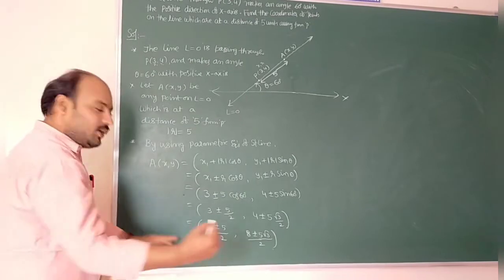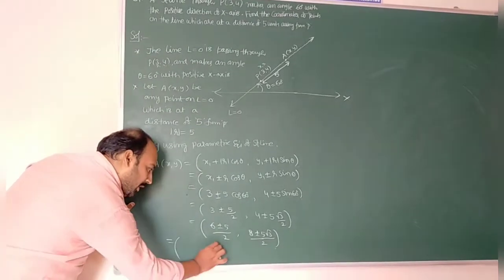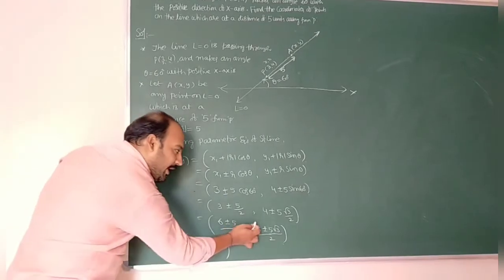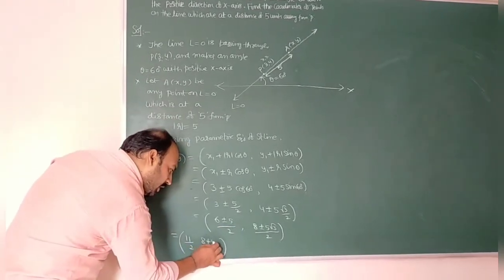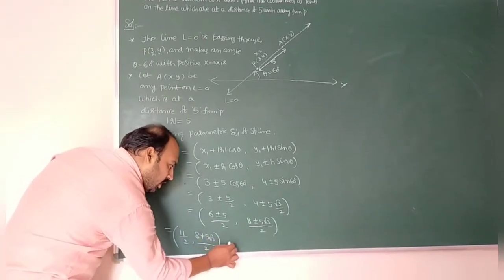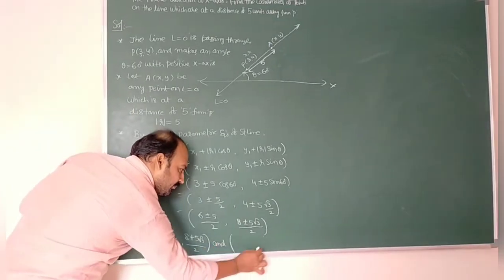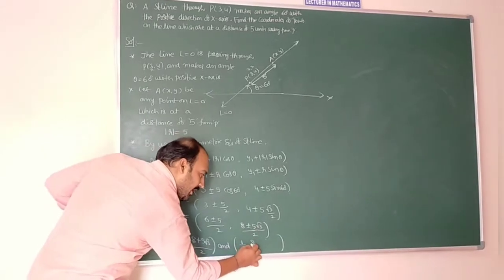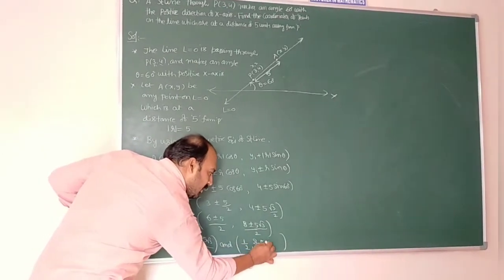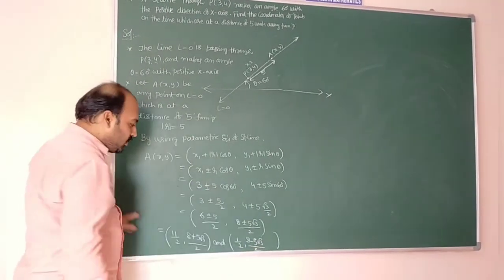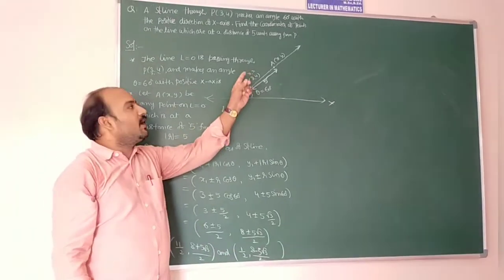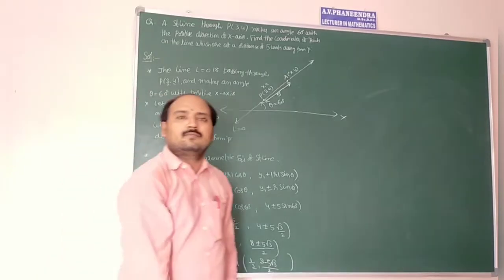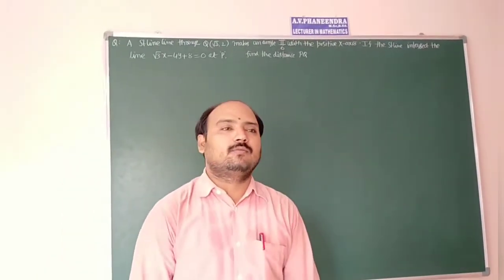From this you can get 2 points. One point is (6 plus 5 by 2), that means 11 by 2, comma (8 plus 5 root 3 by 2). And the second point is (6 minus 5 by 2), that means 1 by 2, comma (8 minus 5 root 3 by 2). These are the points which are lying on the line at a distance of 5 units from the P. That's the answer. Next question.